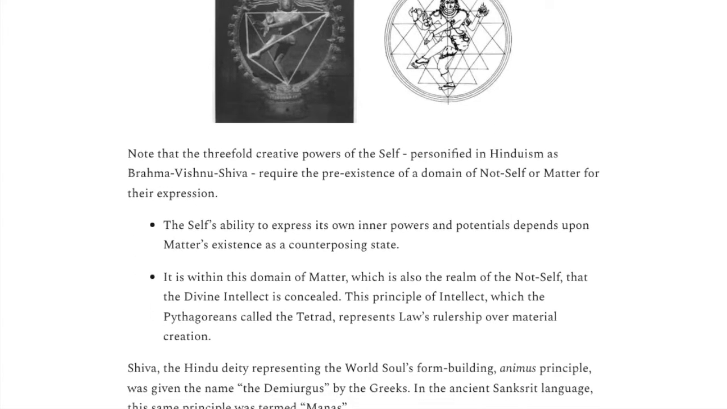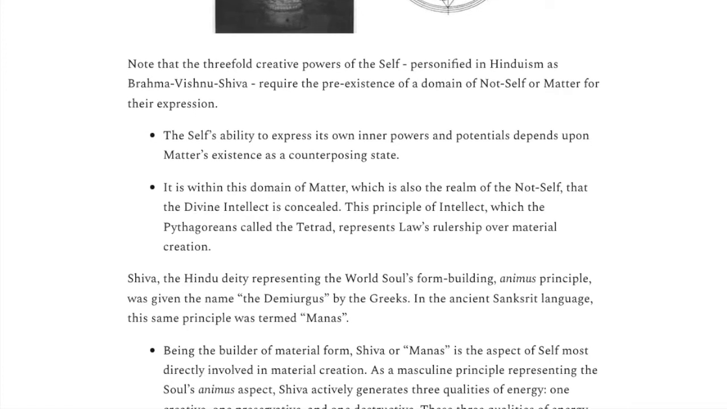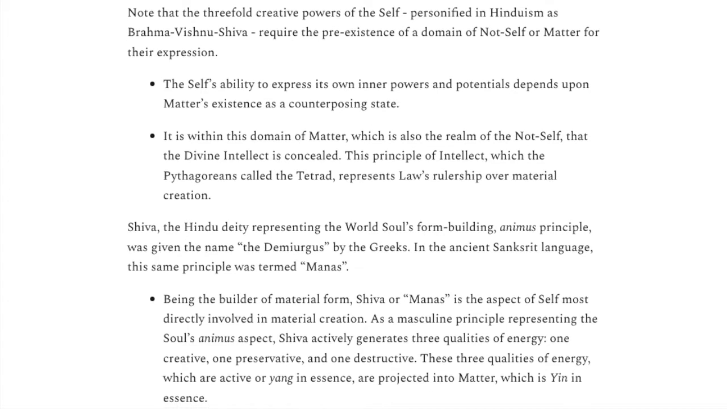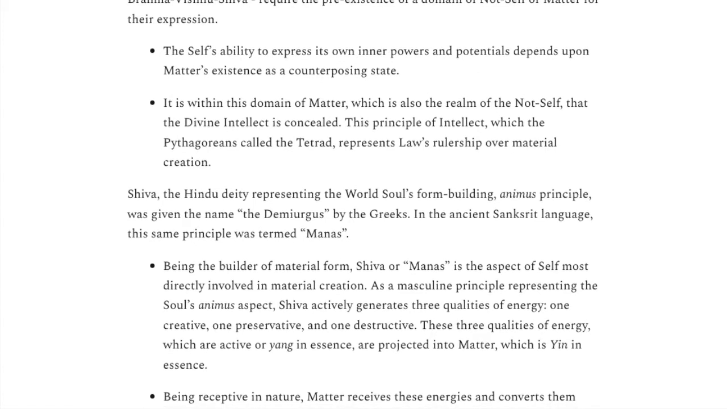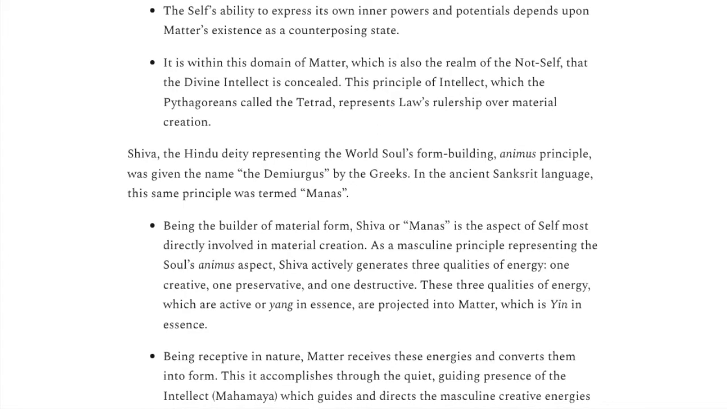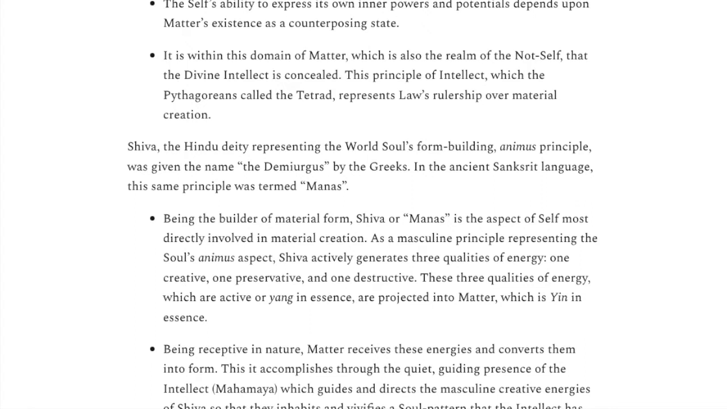This is a summary of what we went over. Shiva, the Hindu principle representing the world soul's form-building animus principle, was given the name the Demiurgus by the Greeks. In the ancient Sanskrit language, this same principle was termed manas, M-A-N-A-S. Being the builder of material form, Shiva, or manas, is the aspect of self most directly involved in material creation. As a masculine principle representing the soul's animus aspect, or masculine aspect, Shiva actively generates three qualities of energy: one creative, one preservative, and one destructive.